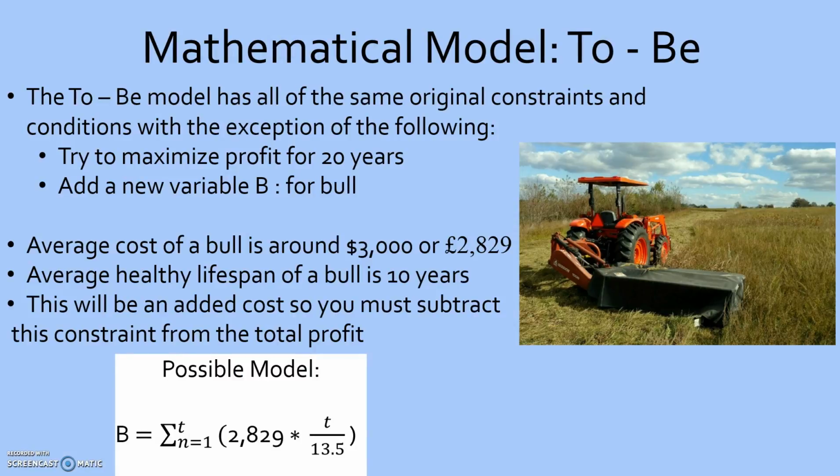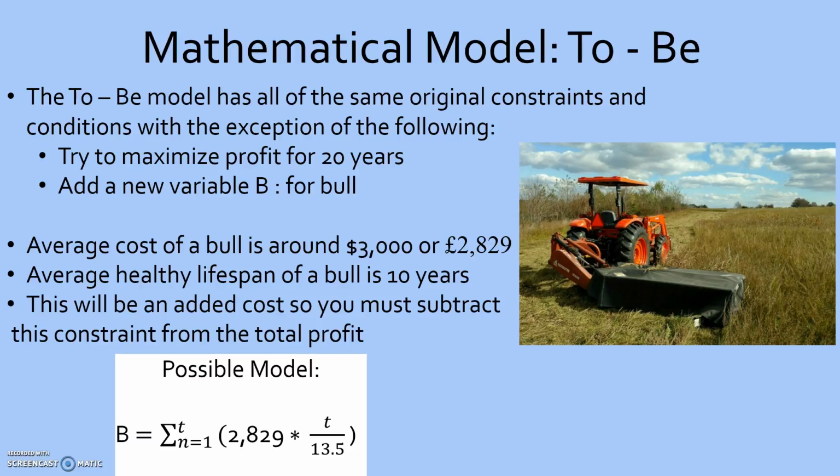So the mathematical model to-be, this was kind of my whiteboard idea. I wanted to have, like I said, the maximized profit for 20 years instead of 5, and then I wanted to add the variable B for bull. And then I had to do a little bit of research, and the average cost of a bull is around $3,000 in US money, or about 2,829 euros. And then the average healthy lifespan of a bull in its production is 10 years.